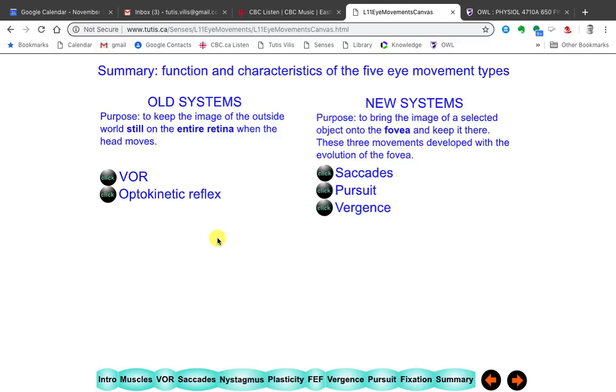Okay, let's just summarize then. We have the VOR and the optokinetic system, and that belongs to an old system. The old system developed, you can see these types of eye movements in fish, in frogs. They developed early during evolution. And their purpose is to keep everything stable on the back of the eye. Your early species haven't developed foveas yet, so they don't have to worry about which part of the eye is being stabilized. They just want things stabilized on the whole eye. So the VOR and the optokinetic system does this.